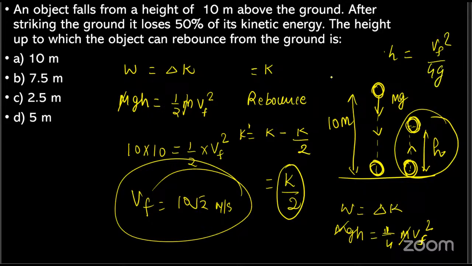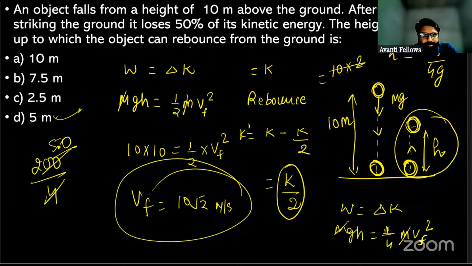Now you put the value of v final, which is 10 root 2. 100 into 2 will become 200 directly. So it will become 200 by 4. Which is, no, we have made some mistake here. Somewhere we have made some mistake. That is why it is not coming 5.0. The correct option is 5.0. So just check where we have made the mistake here.